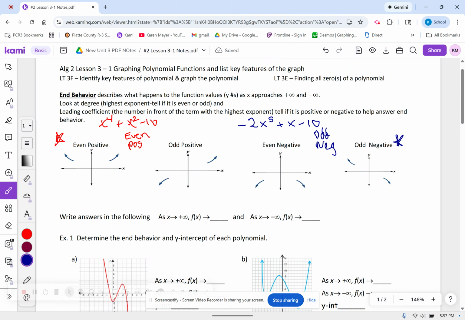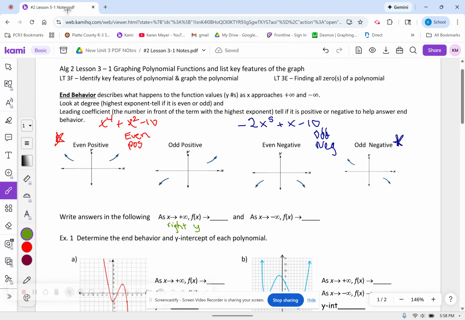Now, we do have a special way that we would like you to write all of your answers. So this next category right down here talks about how we're going to write the answers. Okay. So we're going to start out with, it says as x, and this little arrow right here stands for approaching. So as x approaches positive infinity. So basically I'm telling you if x is positive, then that means we're on the right side. And remember, f of x is just a fancy way of saying y.